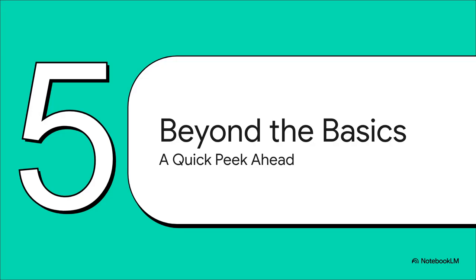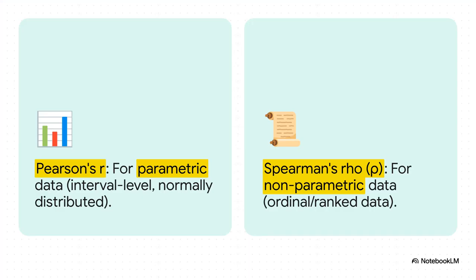All right, now that you've got a solid grip on the fundamentals, let's take a quick peek at a couple of other advanced terms you're definitely going to bump into as you read research articles for your classes. You often see two main types of correlation. There's Pearson's R, which is the one we've been talking about. It's the go-to for what we call parametric data, your nice, clean, normally distributed numbers.